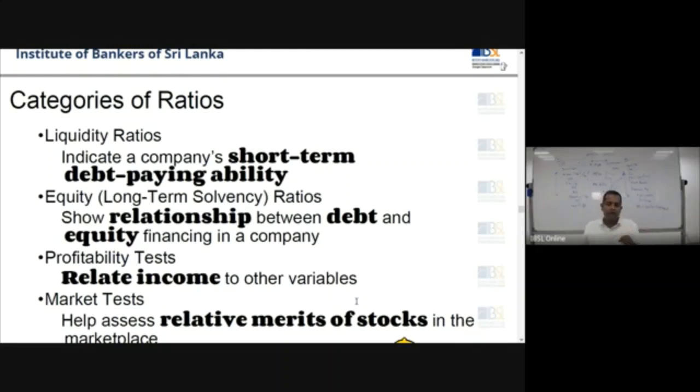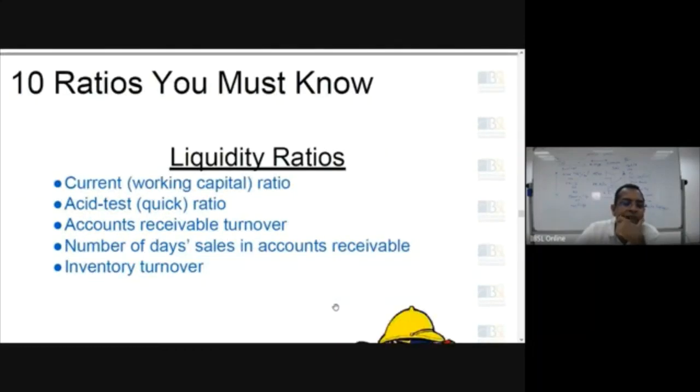Then you have the market test. Market test is only for listed companies. That is to talk about the merits of the stocks or shares in the marketplace. So you have liquidity ratios, solvency ratios, the profitability test, the market test, and efficiency ratios, right? These are the several ratios we have. We have 10 ratios to discuss.